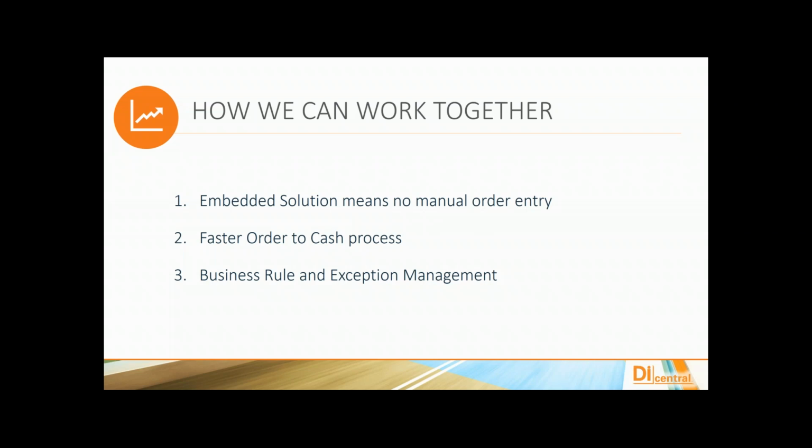Which means when you use the embedded solution from DI Central, there will be no manual order entry anymore, and a faster order to cash process. The process from the sales order to the invoice will be a lot faster, and it will improve the performance of your company. And the last one, we have business rule and exception management. This is the solution from DI Central that can help you manage the KPIs of your trading partners.